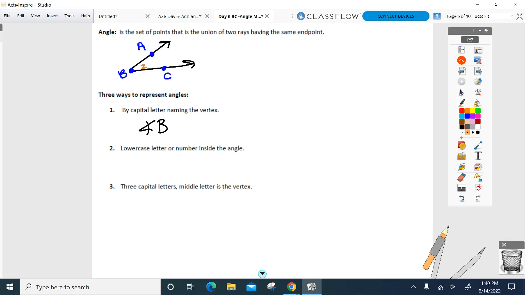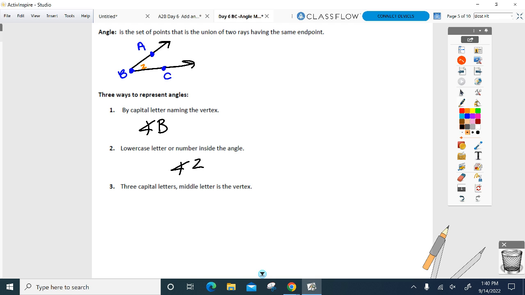Very rare, but sometimes you could get a lowercase letter or a number inside. You could also name it that way. So this could also be called angle B or angle 2. That's rare, but I still want you to see it.